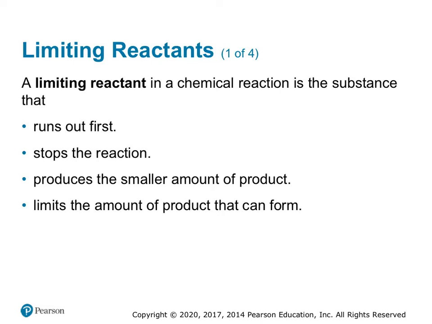A limiting reactant in a chemical reaction is the substance that runs out first. So we're going to use up that reactant first. It will stop the reaction. It produces a smaller amount of product, kind of like golf, low score wins. So lowest product is the limiting reactant. And it limits the amount of product that can form.